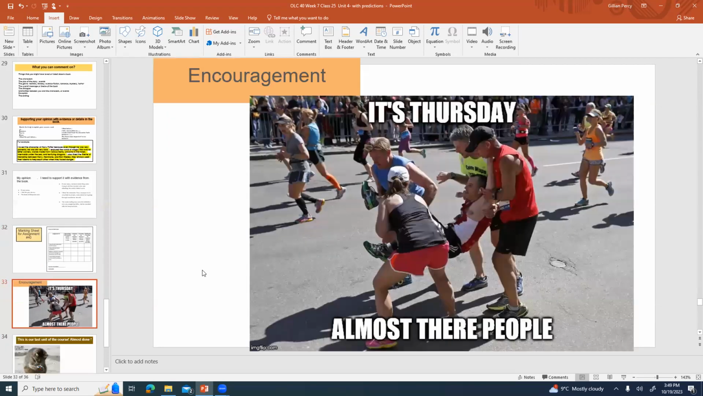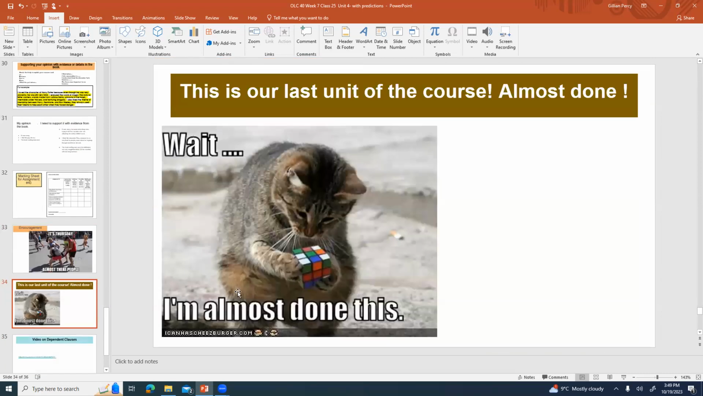I just wanted to give you some encouragement. It's Thursday. We're almost there. Got one more day left in our week. And I love this little kitty here trying to do the Rubik's Cube. It says, wait, I'm almost done this. This is the last unit of the course. If you've gotten this far, please do not give up. I know there's a lot of work, but you're almost finished.